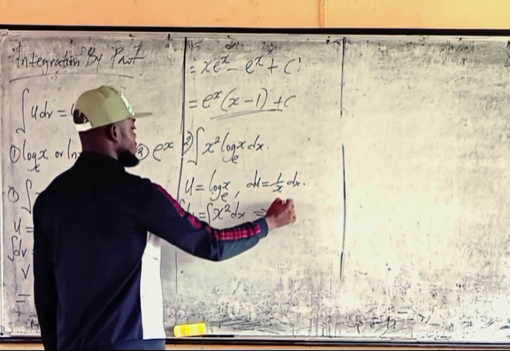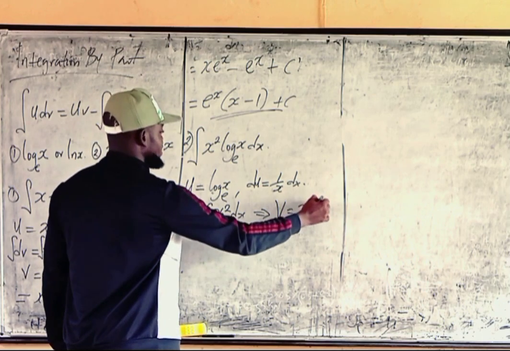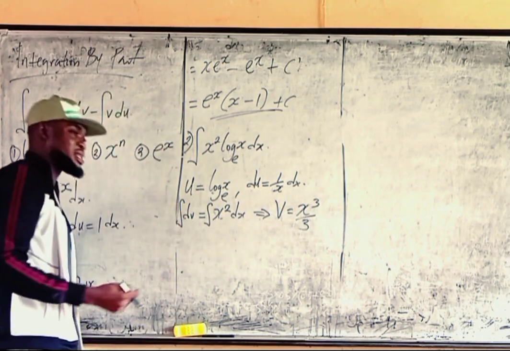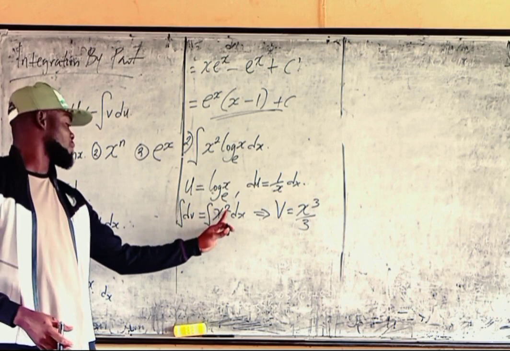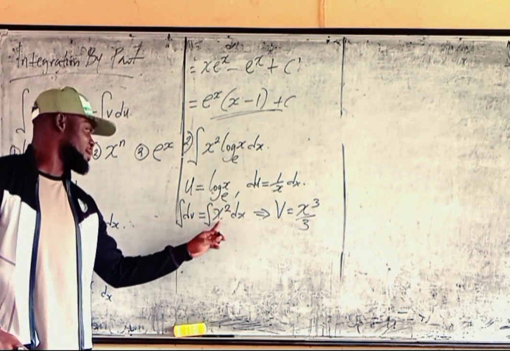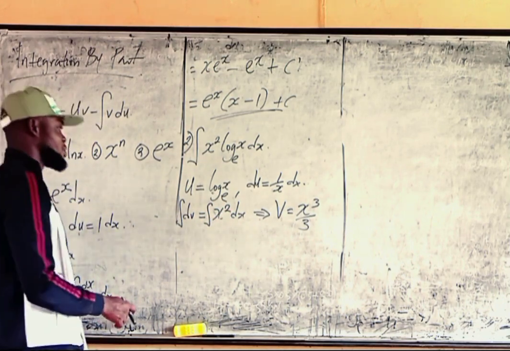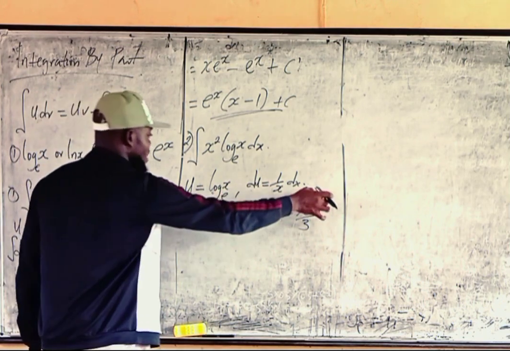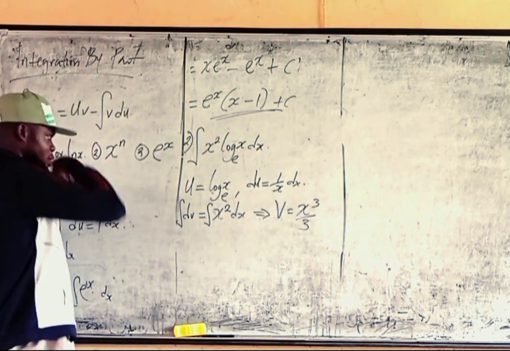We'll be having v equal to s raised to power 3 over 3. Remember, I've shown you how to integrate a polynomial function: you add 1 to the power and divide everything by that same power. So we add 1 to 2, we're going to have 3, divided by that same thing. That's how you integrate a polynomial function.